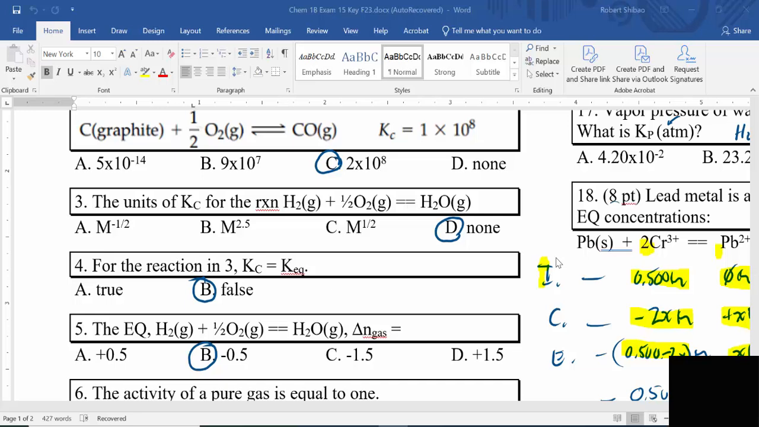And it looks like it's A, but what we have to remember is with K's, do we ever include the units on K? We never include the units on the K expression. The reason is because they're dimensionless. There should be no units on the K expression because we really should be using activities. And activities have no dimensions. The units actually cancel out in the activities. And so the answer for this is D, none. There are no units in the Kc, there are no units in Kp, there are no units in the Keq. They're all dimensionless.